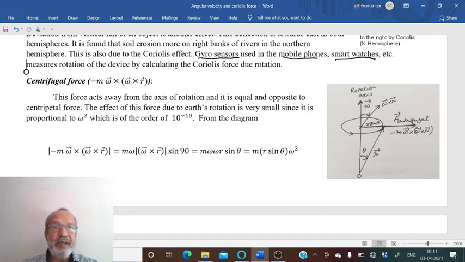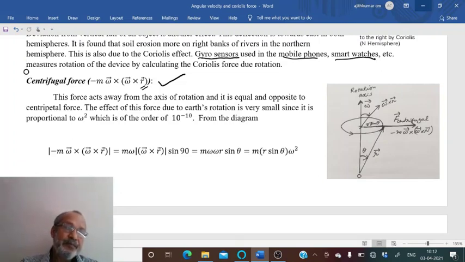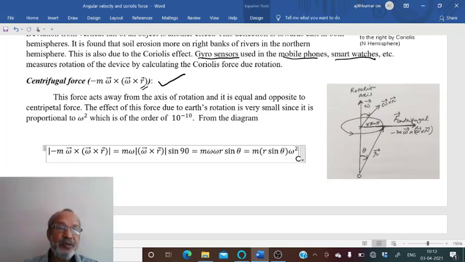In this class I will explain the centrifugal force, which is a fictitious force experienced in a rotating frame of reference. At the position vector r in a rotating frame, this is the force experienced by a particle. And we can see that it is equal and opposite to centripetal force.